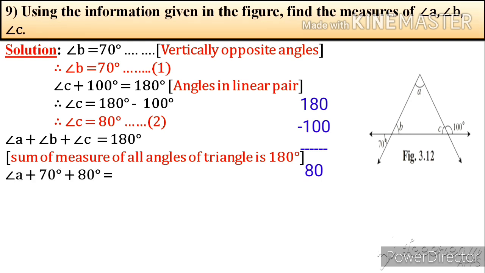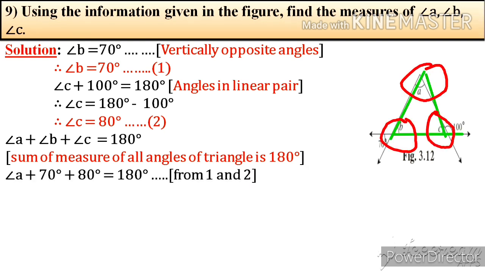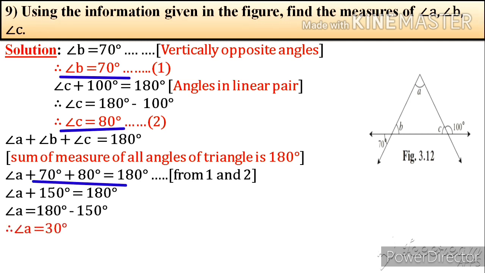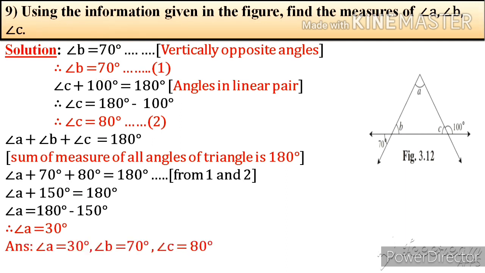Give the equation number 2. Angle A plus angle B plus angle C equal to 180 degree. Sum of measure of all angles of a triangle is 180 degree. Substitute the value of angle B 70 degree, angle C 80 degree. Here we get addition of 70 degree plus 80 degree, 150 degree. Therefore, angle A equal to 180 degree minus 150 degree, we get angle A equal to 30 degree.